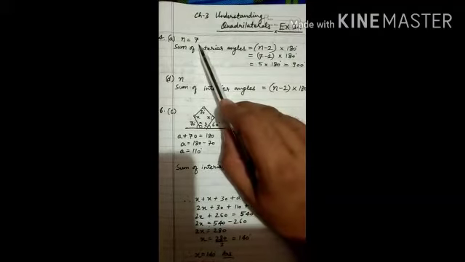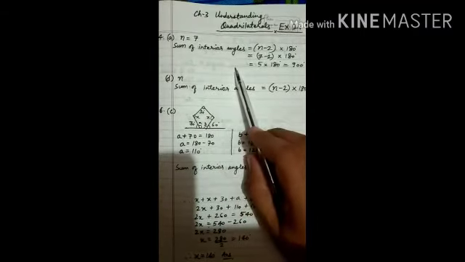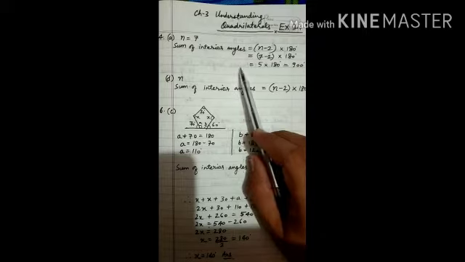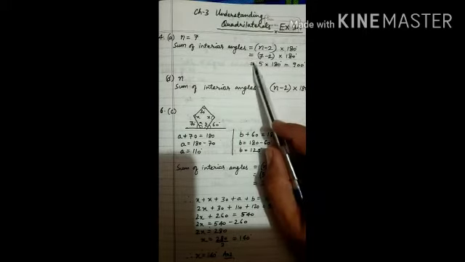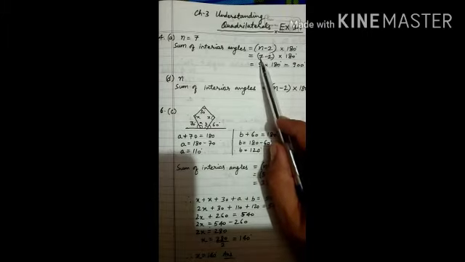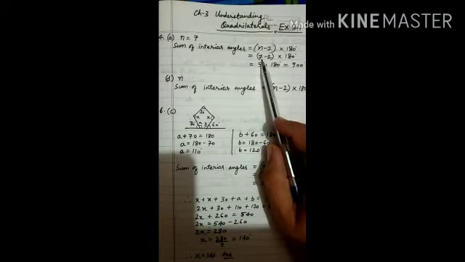There is question number 4. If there are 7 sides in a polygon, it means n equals 7. We have to find the sum of interior angles of a polygon. I told you there is a formula to find the sum of interior angles of a polygon: n minus 2 into 180. In place of n we will put 7 because the number of sides is given as 7.